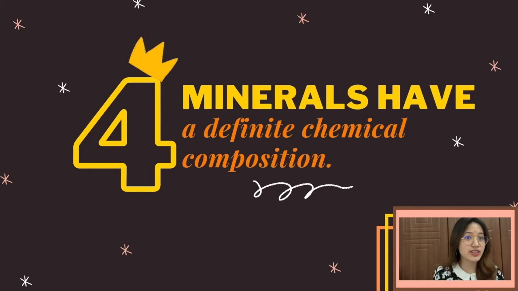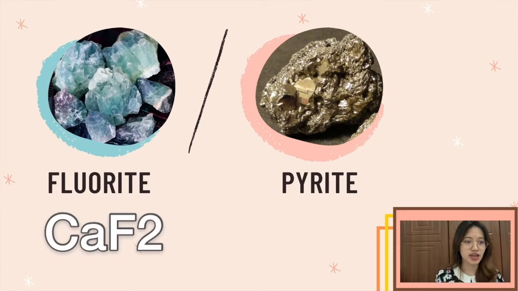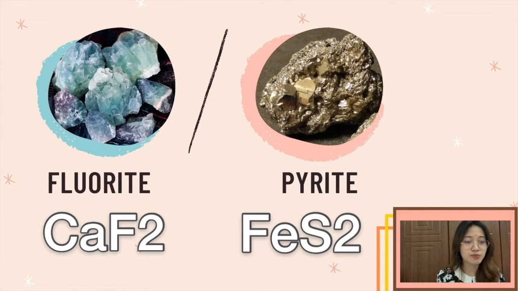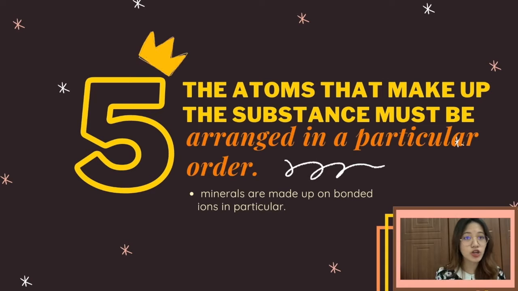Fourth, they have a definite chemical composition. Each mineral has a particular mix of elements that are unique to them. For example, fluorite is composed of calcium and fluorine, while pyrite is composed of iron and sulfur. No other mineral shares the same composition as the two. And fifth, the atoms that make up these substances must be arranged in a particular order or structure. This is what causes the mineral's crystal structure and other physical properties like hardness and color. For one, quartz's transparency is because of the specific order of atoms.